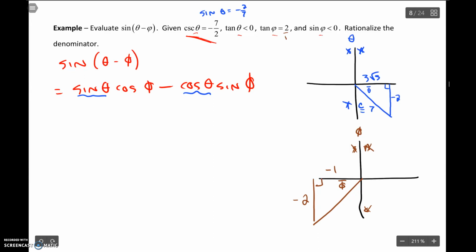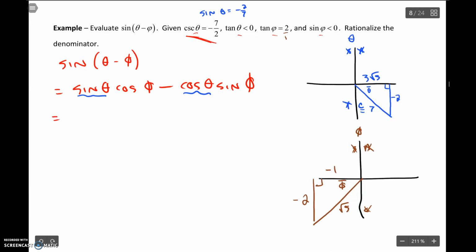Find the hypotenuse. Pythagorean theorem, 2 squared is 4, 1 squared is 1, equals c squared, so c is equal to plus or minus the square root of 5. Then we always make the hypotenuse positive so we don't screw up our signs. Okay, now I can find anything for the angle phi. Now I'm ready to go back to my original problem.